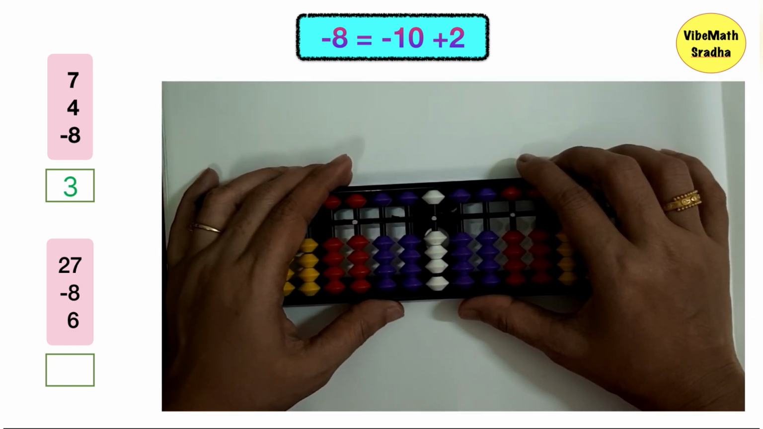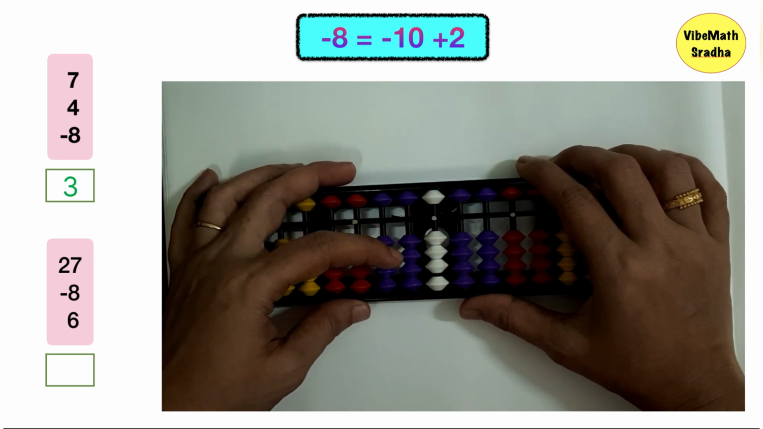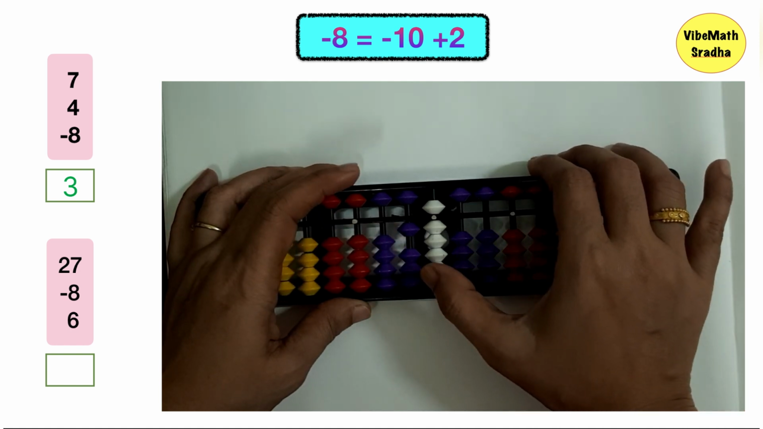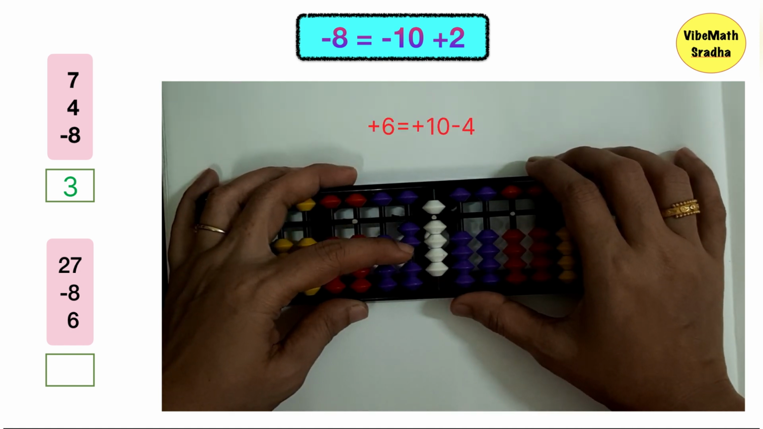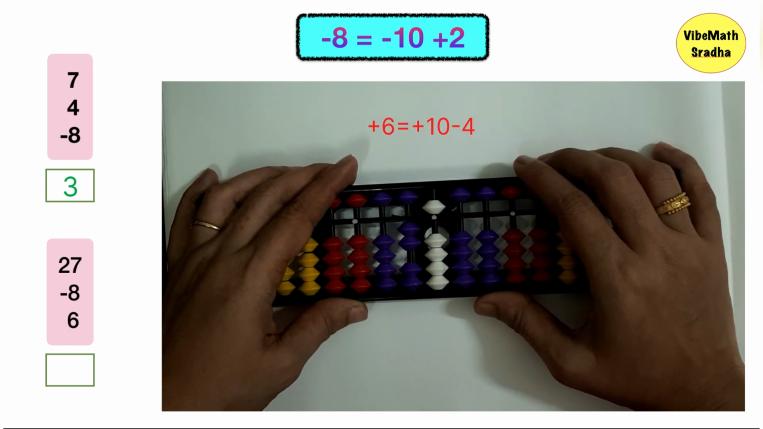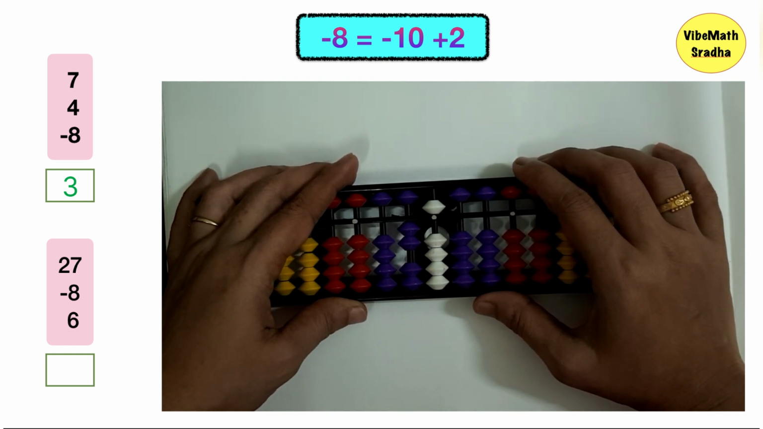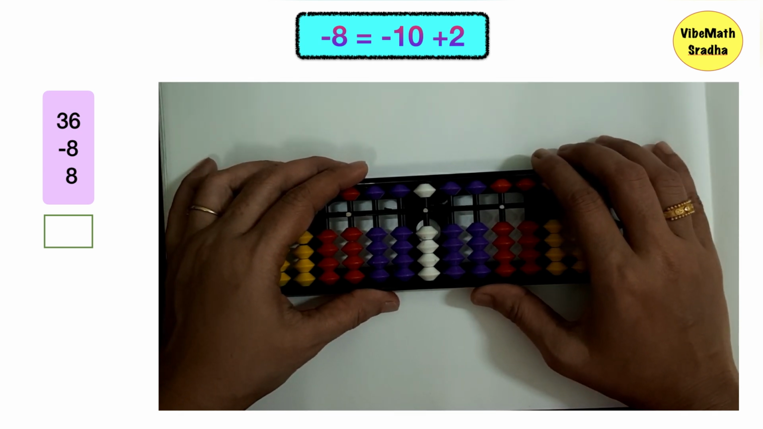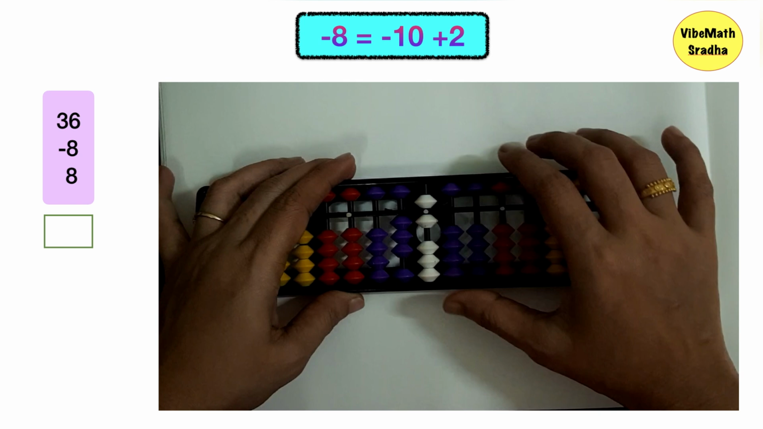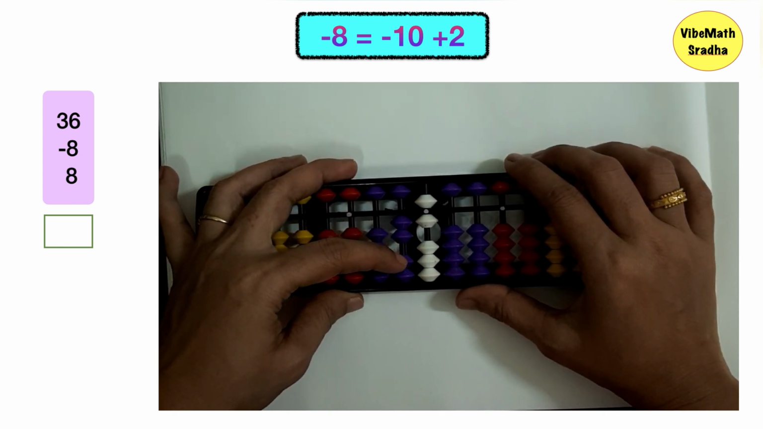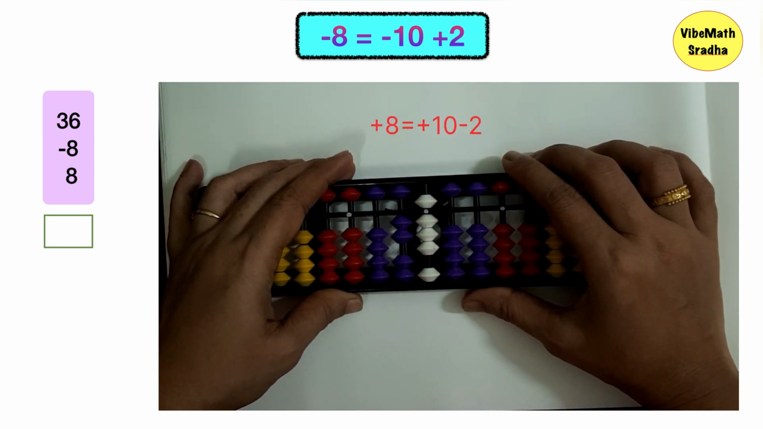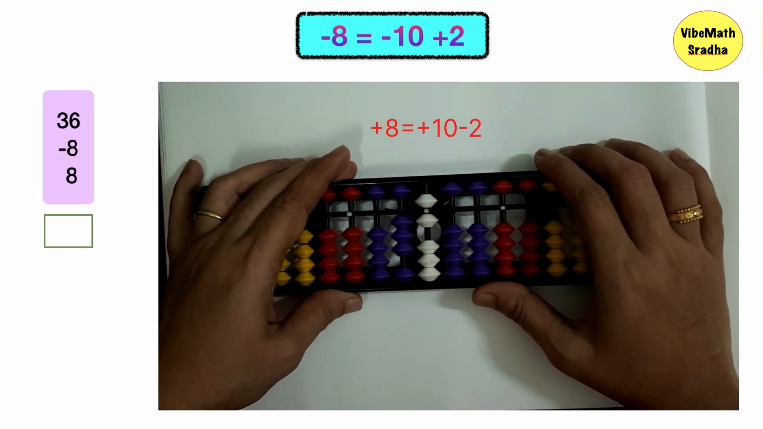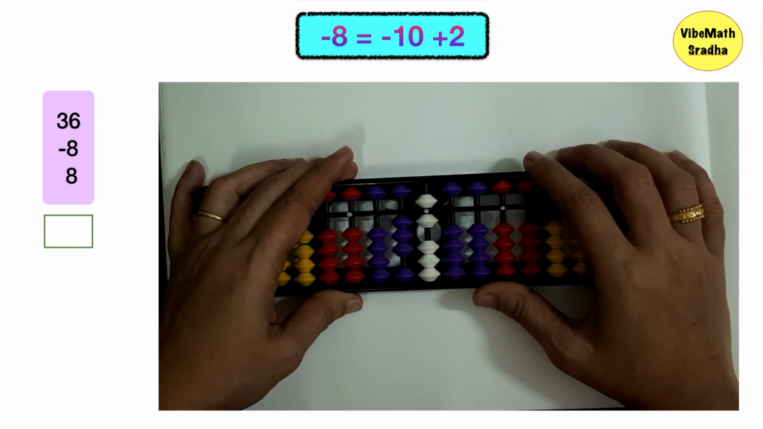Next example is 27 minus 8 plus 6. 27 minus 8 is minus 10 plus 2. Plus 6 is plus 10 minus 4. Here I used big friend addition of 6. So the answer here is 25. Our last example is 36 minus 8 plus 8. 36 minus 8 is minus 10 plus 2. Plus 8 is plus 10 minus 2. Here I used big friend addition of 8. So the answer is 36.